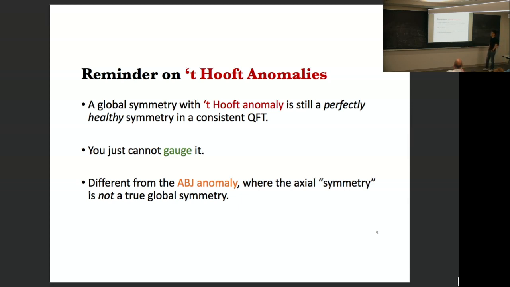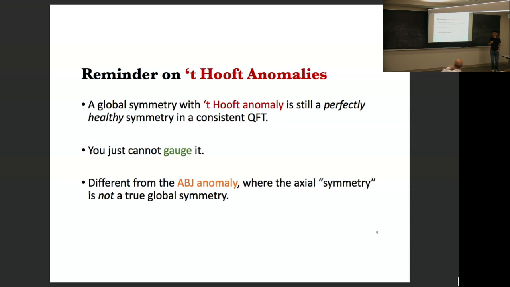So here's a quick reminder on 't Hooft anomalies. Throughout this talk, whenever I say anomaly, it's always going to be about 't Hooft anomaly. A global symmetry with 't Hooft anomaly is still a perfectly healthy symmetry in a consistent quantum field theory. There's just an obstruction to gauging. This is to be contrasted with the ABJ anomaly, where there's a classical axial, quote-unquote, symmetry that fails to be a true global symmetry quantum mechanically. In that case, you just do not have this global symmetry, and then the discussion will not be about global symmetry at all. This is also to be contrasted with the gauge anomaly, where if you have a gauge anomaly, that means the quantum field theory itself is just inconsistent, and there's nothing to talk about.